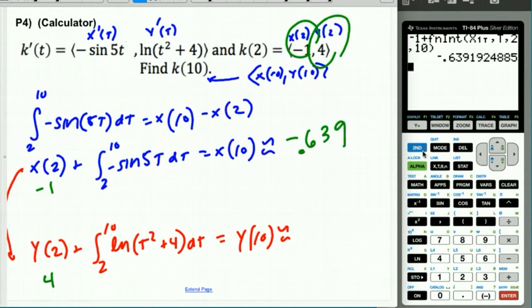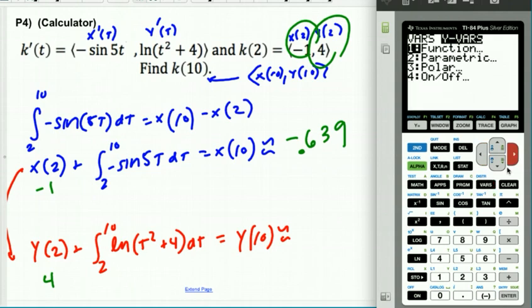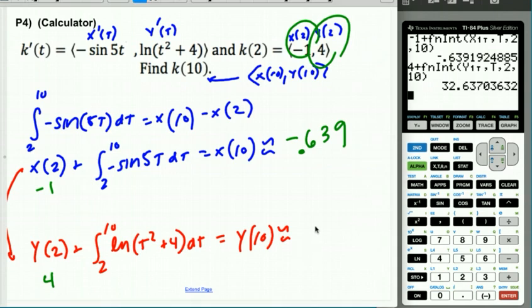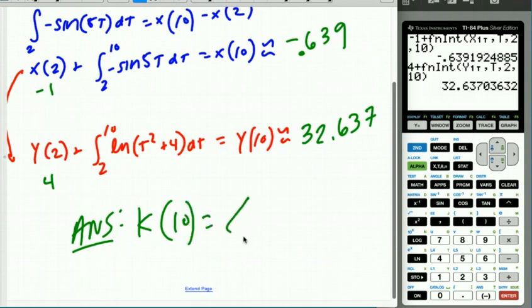And then I'm going to hit second enter, because why not? And all I need to do is change this to a 4. So it's a 4, and then delete that extra 1, and change this x1t into a y1t. So parametric and then y1t, and that should give me my answer. And I get that this is a 32.637. So then my answer, and I think this time it was k, but we'll double check, k of 10, is that k of 10 is negative 0.639, comma, 32.637. And that's it. And that's it for this video.